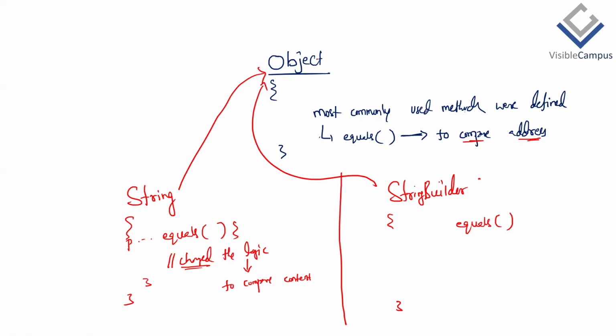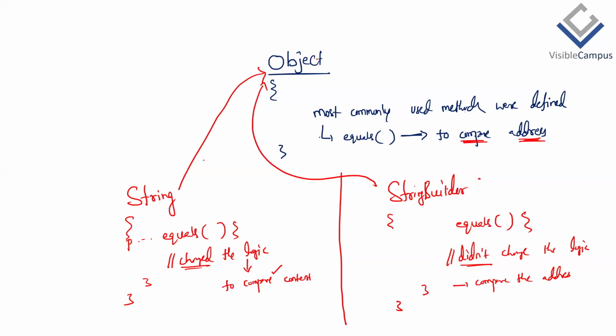It is also a child class. Object is a parent, StringBuilder is a child class. In this also the equals method is used, but what did they do? They did not change anything. They didn't change the logic. Then what's the original purpose? Comparing of address only. So when they did not change the logic, it will compare the address only. That's why when we use it on string, it will compare the content. When we use it on StringBuilder, it will compare the address only.